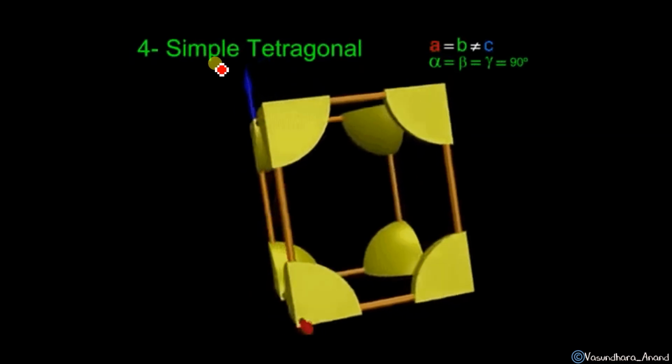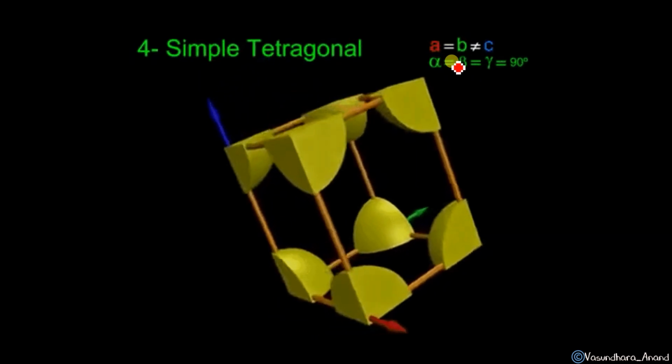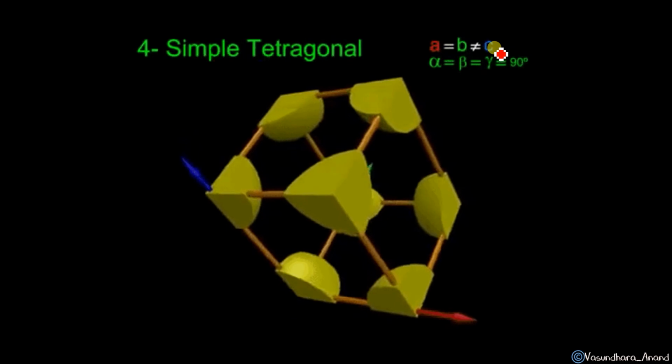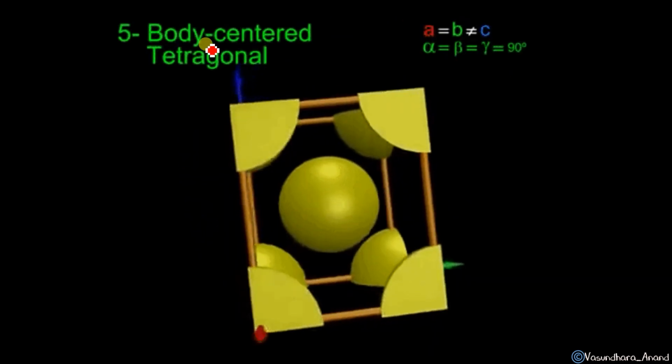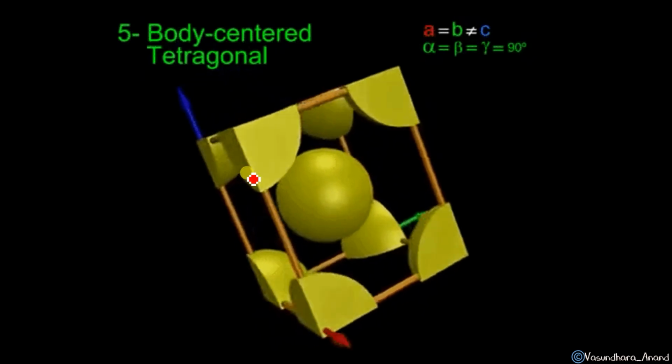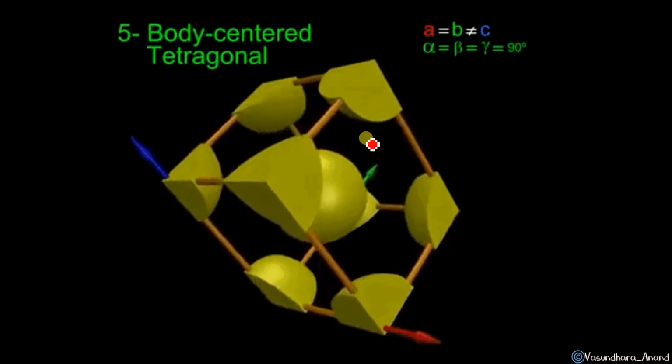Okay. In simple tetragonal, what we will say, A, B जो होंगे वो equal, but C is not equal to that. Alpha, beta, gamma जो angle होंगे, that will be 90 degree. Body center tetragonal, वही same चीज, A, B equal होंगे, but C will not be equal to that.